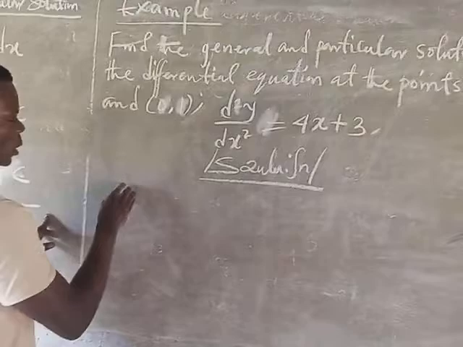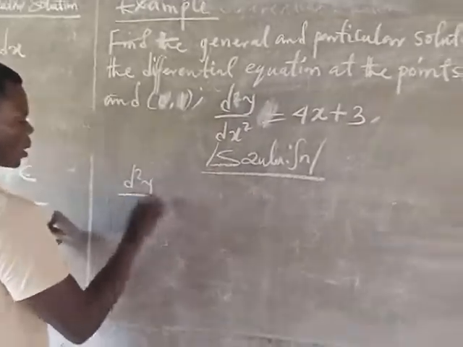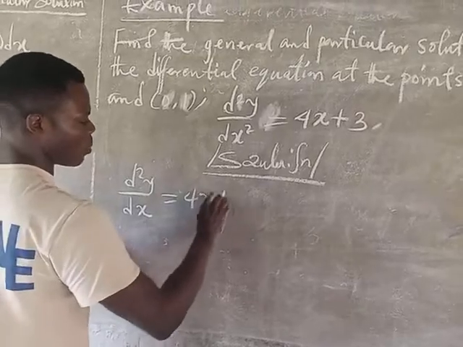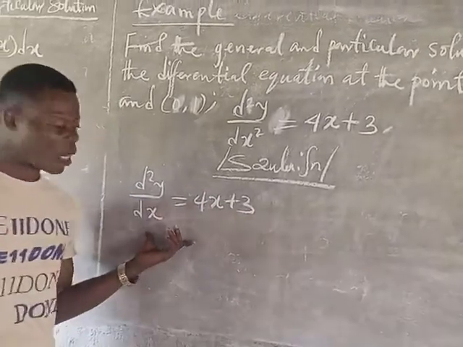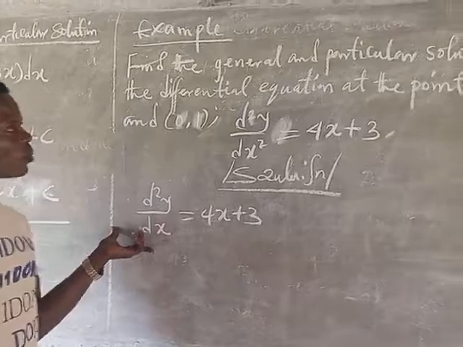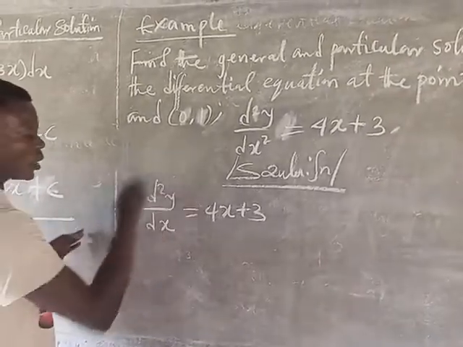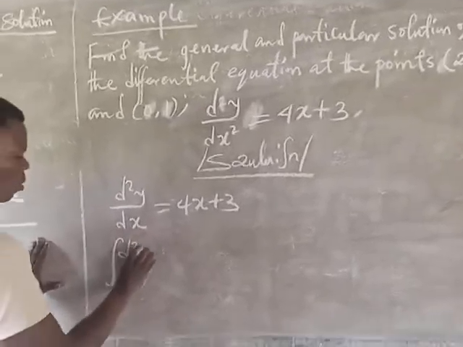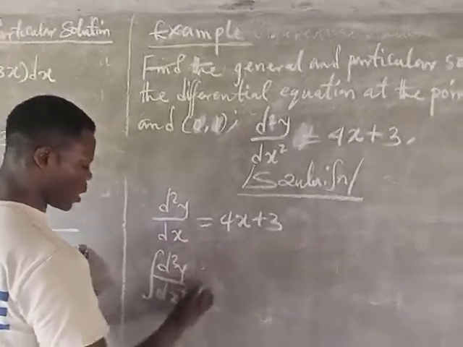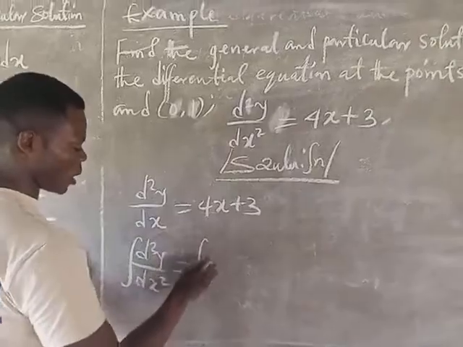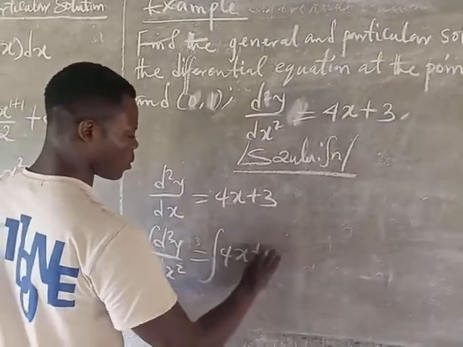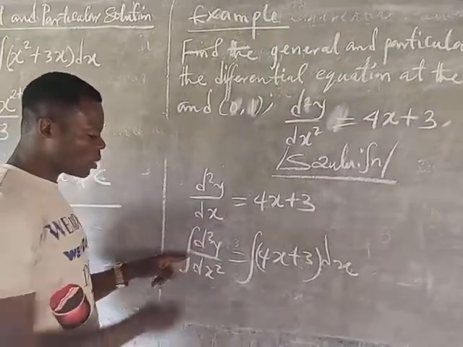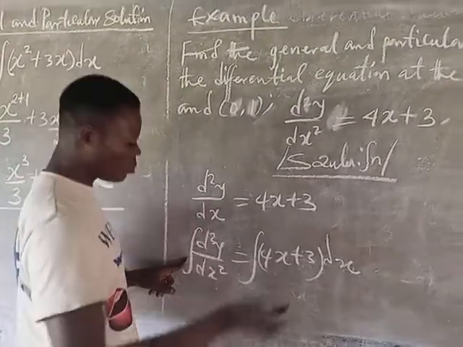So what do we do? This is the question. d squared y over dx squared is equal to 4x plus 3. This is a second order differential equation. So we integrate both sides. And when we integrate, we are going to have d squared y over dx squared equal to, we integrate this as well, 4x plus 3 with respect to x. By the time we integrate this, then the first derivative will disappear.